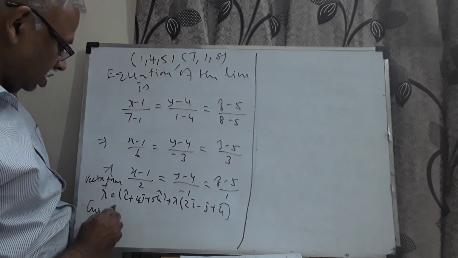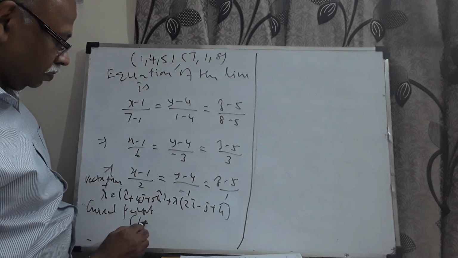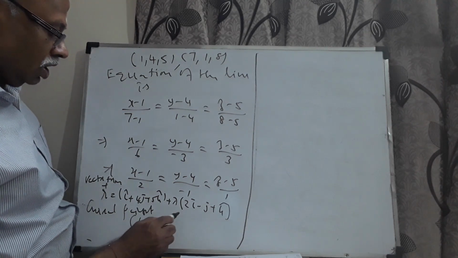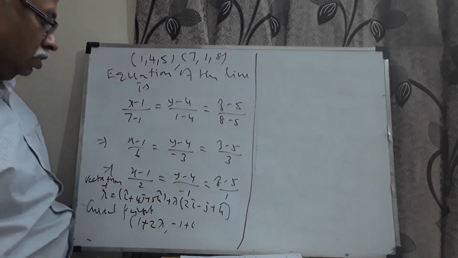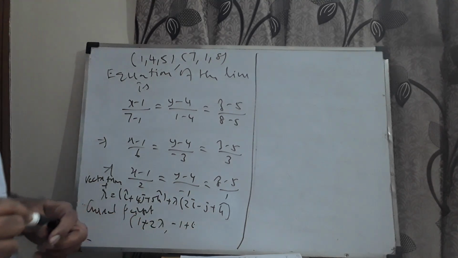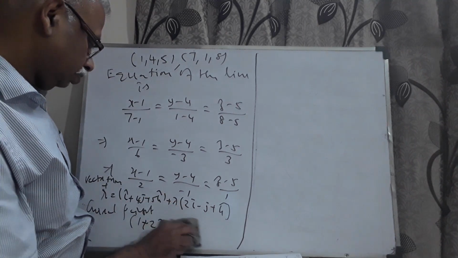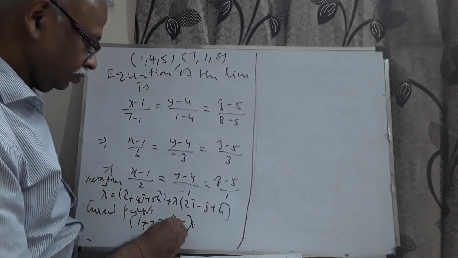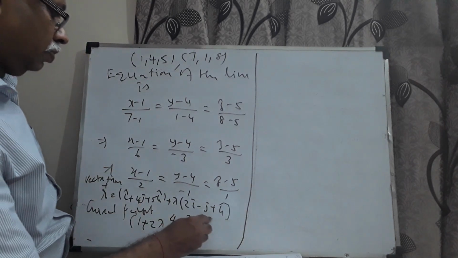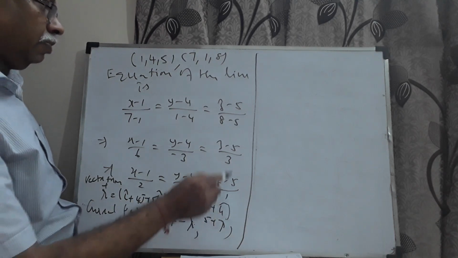Now the general point here is 1 plus 2 lambda, of course minus 1 plus 4 minus lambda. Sorry, I made a mistake here: 4 minus lambda. And of course here it will be 5 plus lambda. So the point is 1 plus 2 lambda, 4 minus lambda, 5 plus lambda.